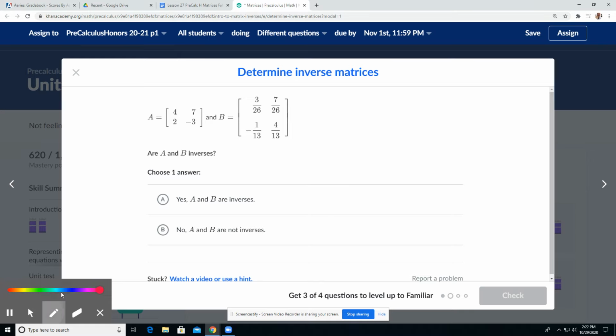We are asked to determine if these are inverses of each other. So are these inverses of each other? An inverse in math means that when you do the operation, whatever operation you're under, in this case a multiplication, an inverse would be that when you multiply them, you get the identity.